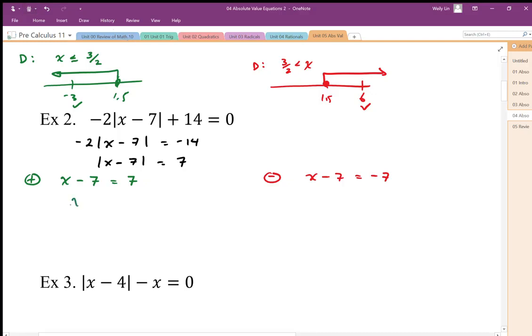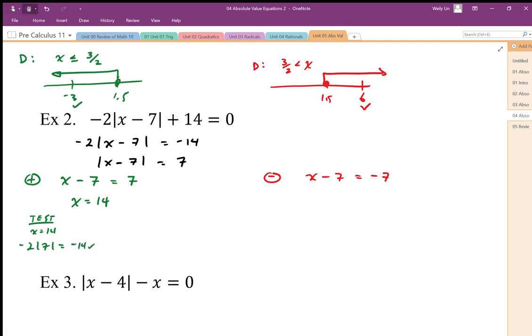So we end up with x equals 14. Okay, I'm going to test it. X equals 14. 14 minus 7 is 7. Absolute value 7 is 7. Times -2 is -14. Plus 14 is 0. So that's going to be good. So I'll just maybe write -2 times 7 equals -14. Yeah, that's good.